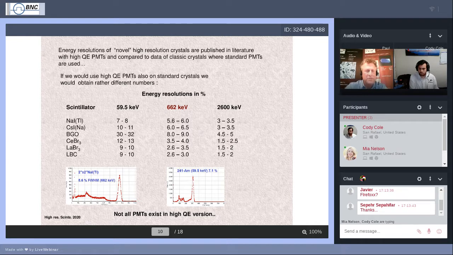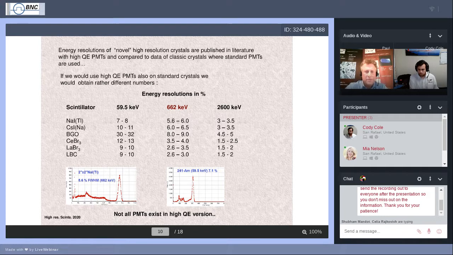And this table I show you here at the bottom of this slide shows you some resolution for some classic materials, sodium iodide, cesium iodide, and BGO, and some high resolution materials, cerium bromide, lanthanum bromide, and LBC, at different energies, 60 keV, 662 keV, and 2600 keV. And there you see that when you use a high resolution photomultiplier, a good quantum efficiency photomultiplier, you can achieve with sodium iodide resolutions below 6%. And at 60 keV, the resolution for example for americium, 59.5 keV, becomes in the region of 7 to 8%.